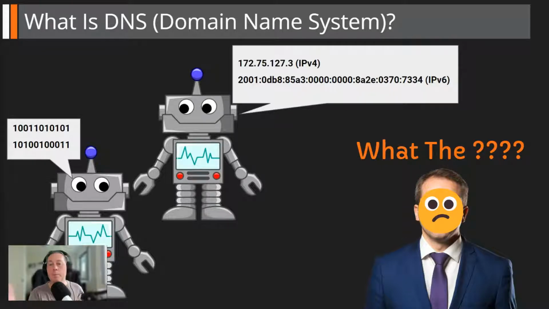So for example, the one up here is 172.75.127.3. Each of these numbers can go from 0 all the way up to 255. And that was great maybe 10 years ago. But nowadays, we have so many smart devices connected to the internet, and they all need an internet protocol address, so you can get them individually.